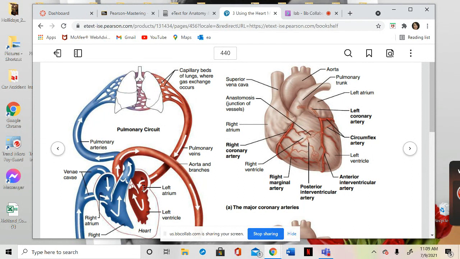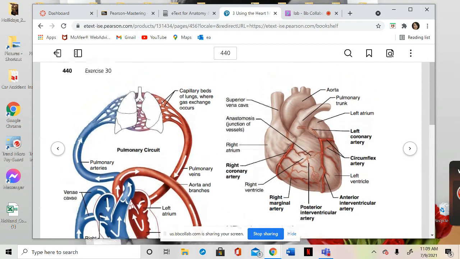And then from the left atrium, the blood flows through the mitral valve to the left ventricle. And from the left ventricle, the blood flows through the aortic valve to the aorta. And the oxygen-rich blood is now distributed, delivered to the rest of the body via the systemic arteries.